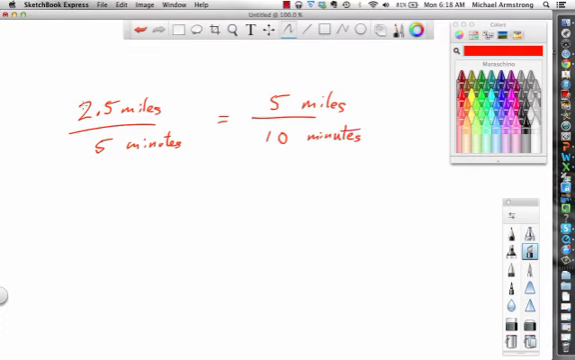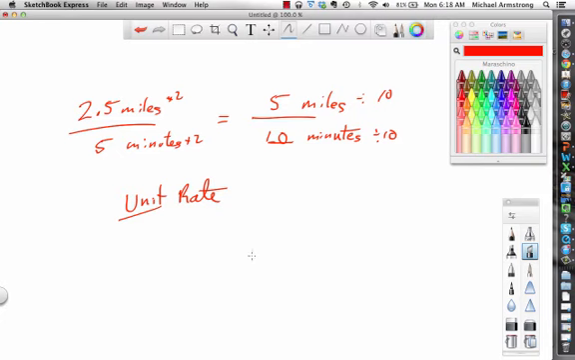Okay, so what I did here is 2.5 times 2 is 5, and 5 times 2 is 10. I just multiplied by a factor of 1 because 2 over 2 is like multiplying by 1. But if I wanted to find out how many miles per 1 minute, this is called a unit rate. I want to find the unit in 1 minute instead of 10 minutes. So I'd end up actually having to divide by 10 everywhere.